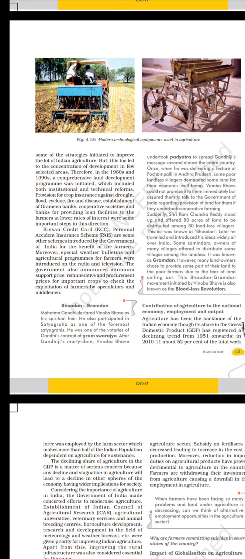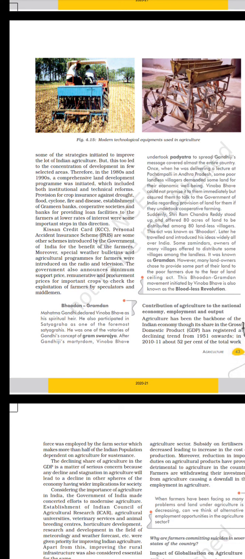Once, when he was delivering a lecture at Pochampalli in Andhra Pradesh, some poor landless villagers demanded some land for their economic well being. Vinoba Bhave could not promise it to them immediately but assured them to talk to the government of India regarding provision of land for them if they undertook cooperative farming. Suddenly, Sri Ramchandra Reddy stood up and offered 80 acres of land to be distributed among 80 landless villagers. This act was known as Bhudan.